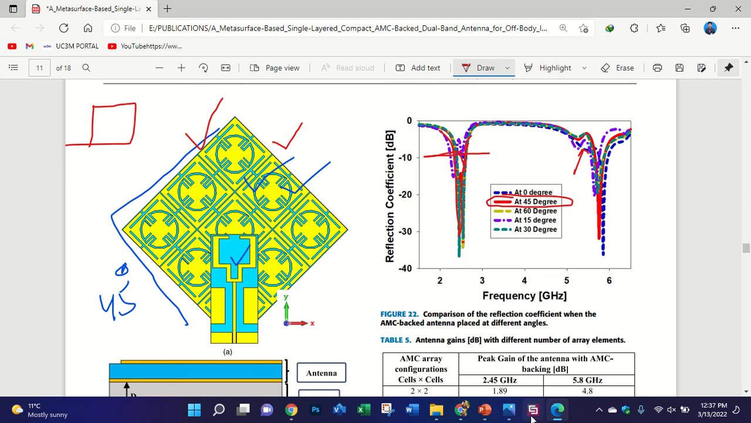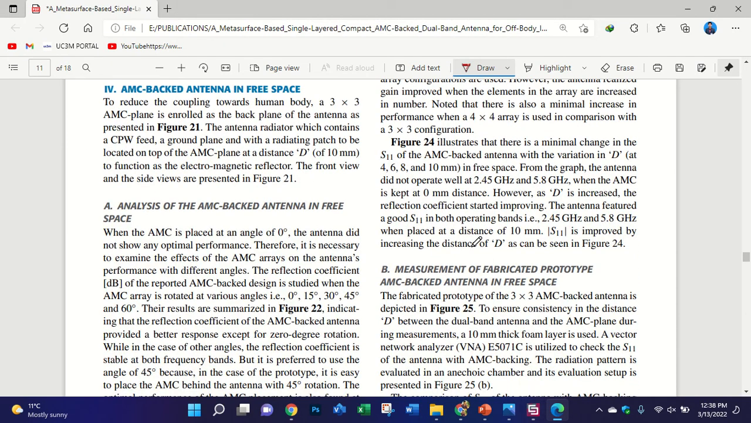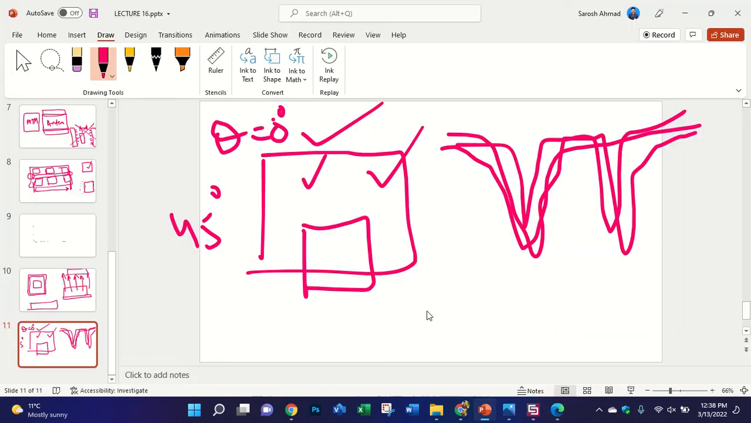And Mr. Ahmed, how to place the antenna with the metamaterial when you fabricate? Okay, there are many ways. Like you use foam. Do you know foam?